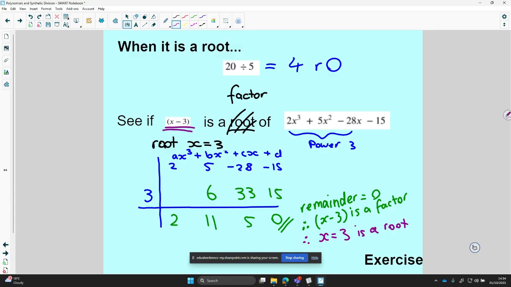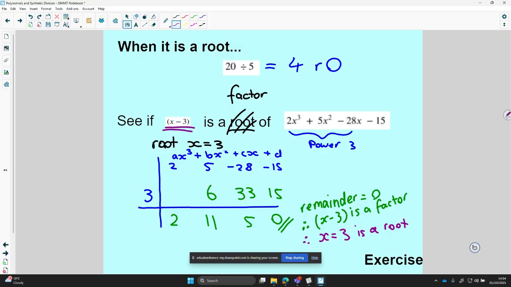Now, in the actual exam questions, they will swap the words from time to time. Sometimes they will say, test if this is a root. If you test if something's a root and then you tell them it is a factor, that's fine so long as your language is perfect. If you test it and then you wrote x equals 3 is a factor, you won't get your marks.